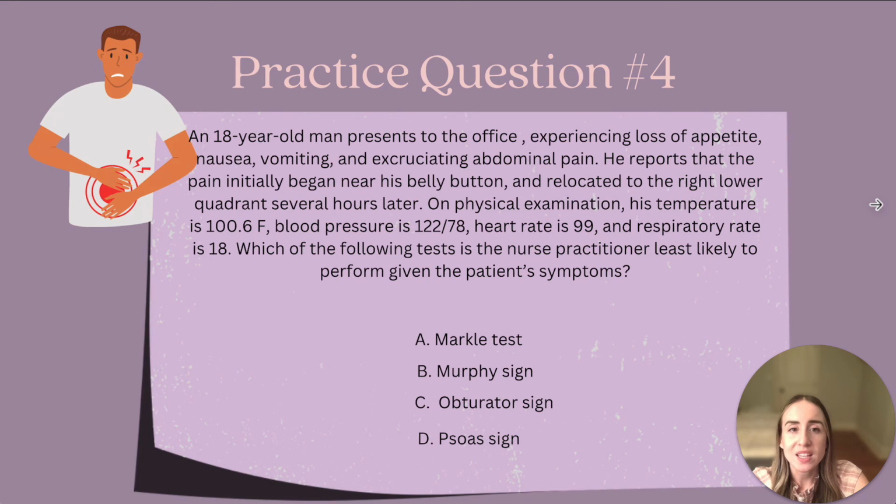Which of the following tests is the nurse practitioner least likely to perform given the patient's symptoms? Is it A, Markle test, B, Murphy sign, C, obturator sign, or D, psoas sign? Go ahead and pause and then hit play when you are ready to walk through this one.